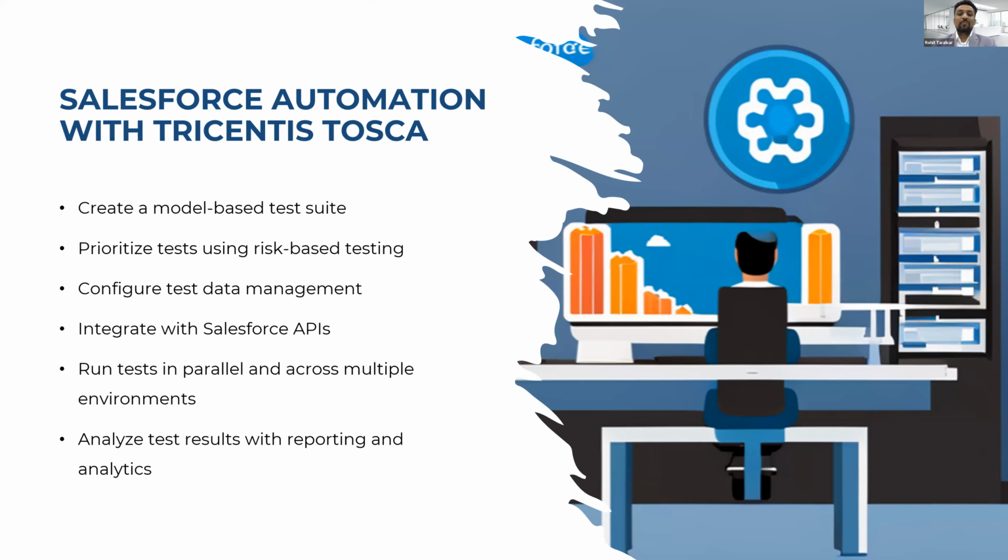Run tests in parallel and across multiple environments. TOSCA supports parallel execution with the help of distributed execution, which is an internal functionality. TOSCA also supports CI/CD tools like Jenkins, Bamboo, and Azure, with the help of which we can trigger our automation on a nightly basis and so on.